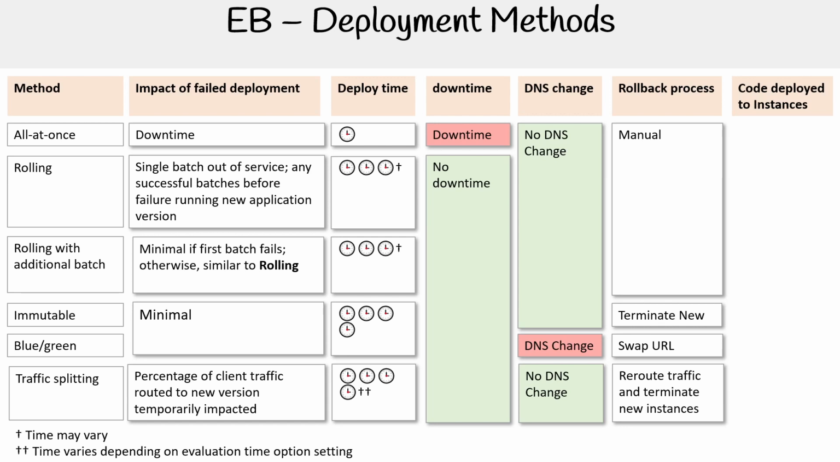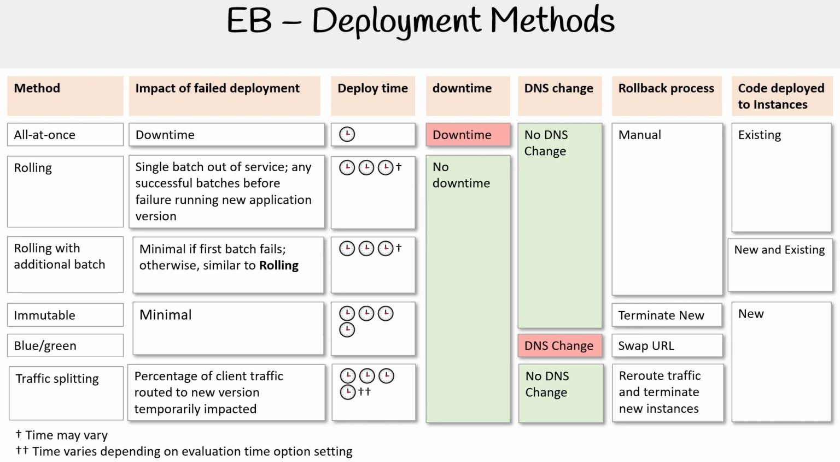The way you deploy code to the instances for all at once and rolling is existing, so it's not necessarily creating new instances. It's just the existing EC2 instances. And that's another reason why it's so darn fast: you're not waiting for that provisioning time. With rolling with additional batch, it's creating new ones, new and existing ones. And for the rest, it's creating new. And that's basically why those other ones are so slow, because of that new action. But there you go.